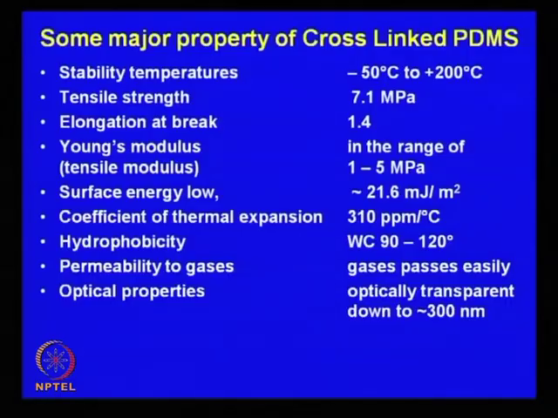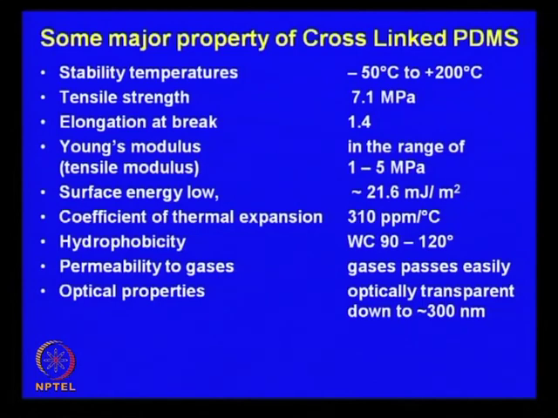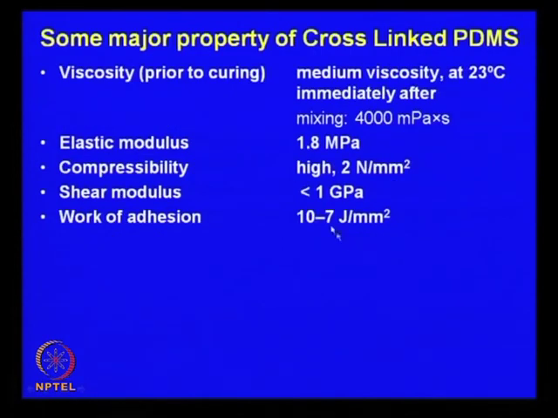So, here are some major properties of cross linked elastomers. Stability temperatures between -50 to 200, tensile strength is about 7 megapascal, elongation at break is around 1.4. So, you can stretch it by almost 40%. Young's modulus is in the range of 1 to 5 megapascal, and this also depends on the ratio of part B to part A. Surface energy is low, around 20 millijoule per meter square, and the coefficient of thermal expansion also is extremely low. Hydrophobicity, it shows a water contact angle of roughly between 100 to 120 degree, roughly 115 I would say. Permeability to gases, gases can pass easily. Optically transparent down to 300 nanometer.